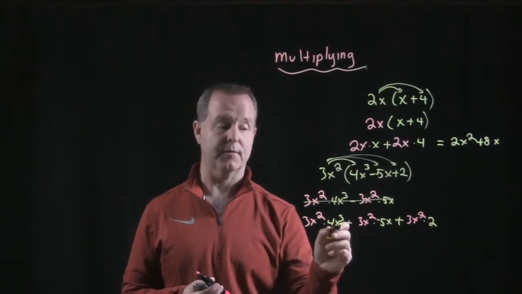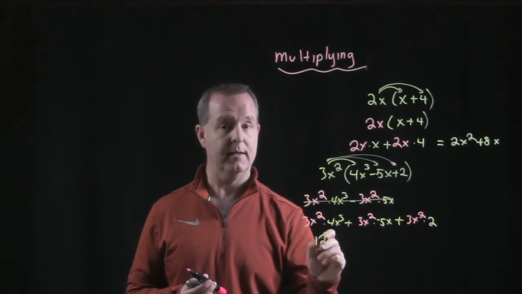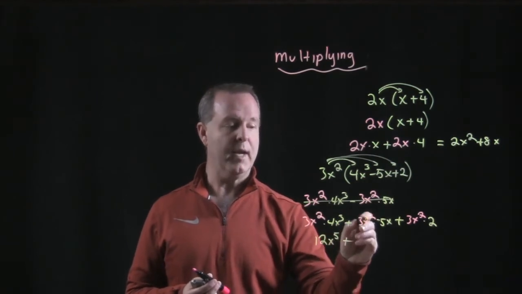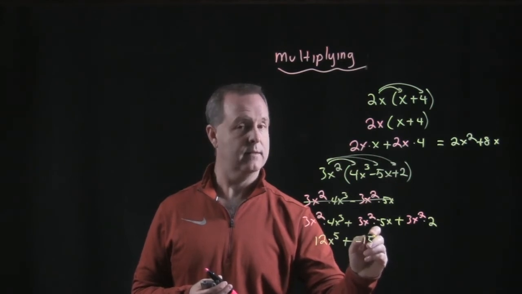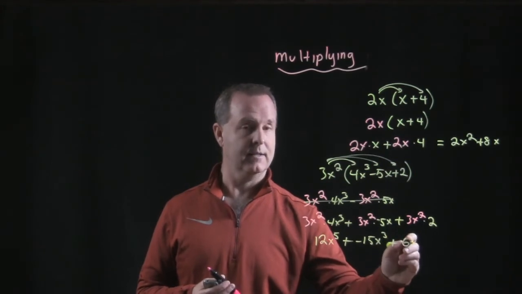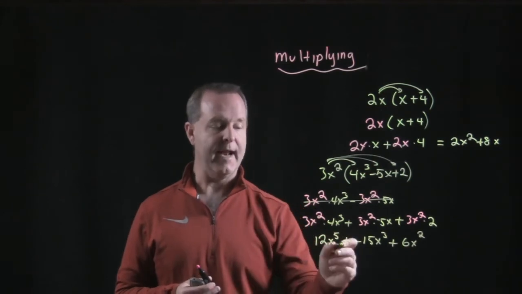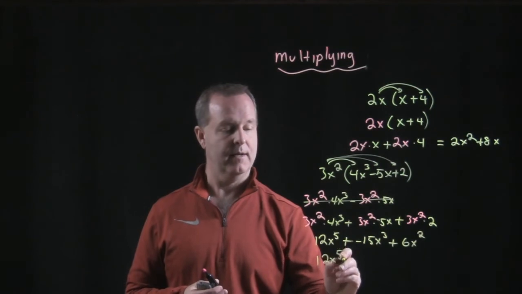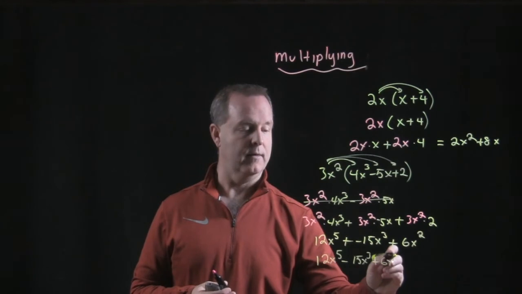So 3x squared times 4x cubed. That's why it's important to remember our exponents. It becomes 12x to the 5th. Plus 3x squared times a minus 5x gives me a negative 15x cubed. Plus a 6x squared, because there's no x there, so it just becomes x squared. And then I can deal with this plus minus issue in the second term to reduce it down to 12x to the 5th minus 15x cubed plus 6x squared.